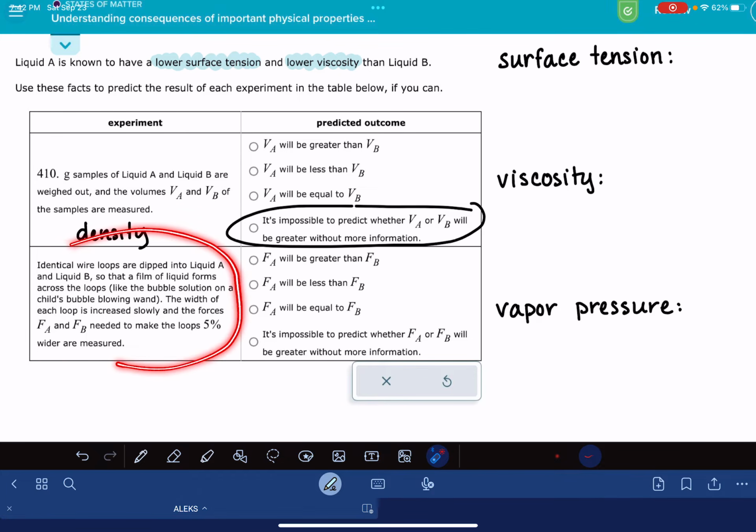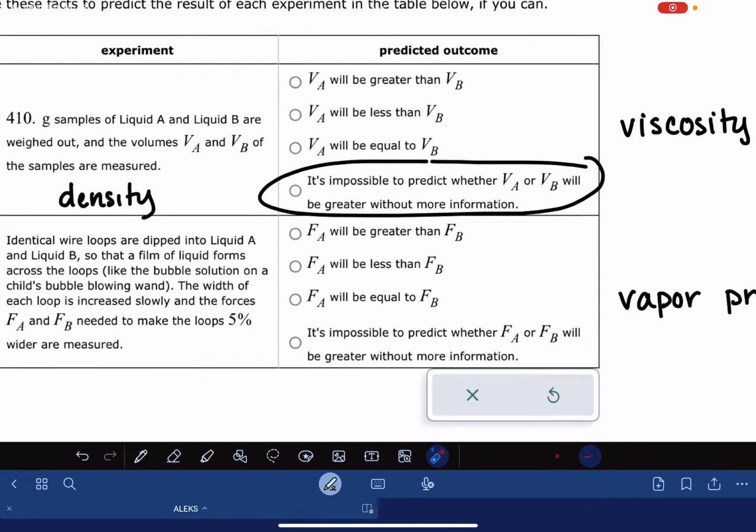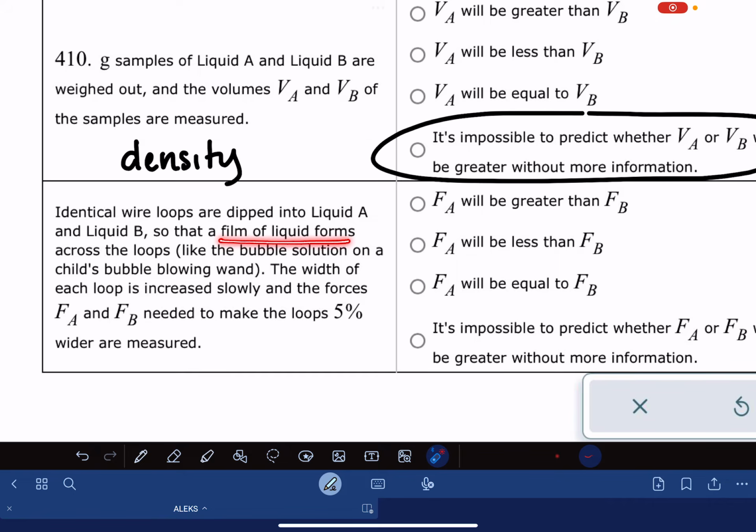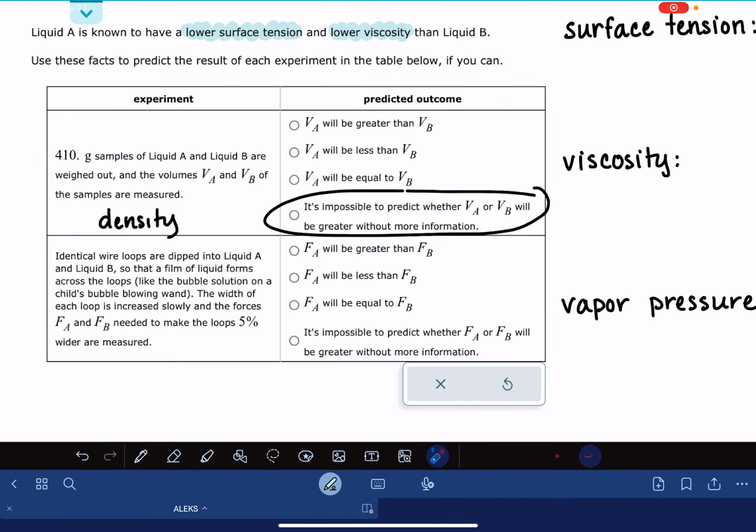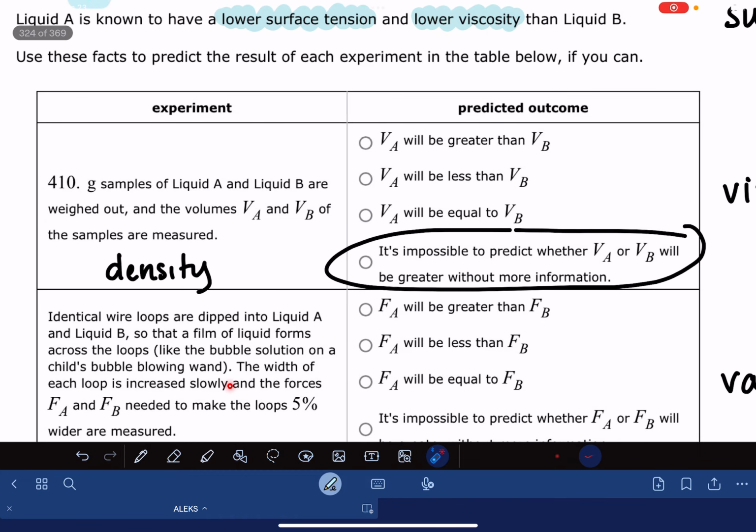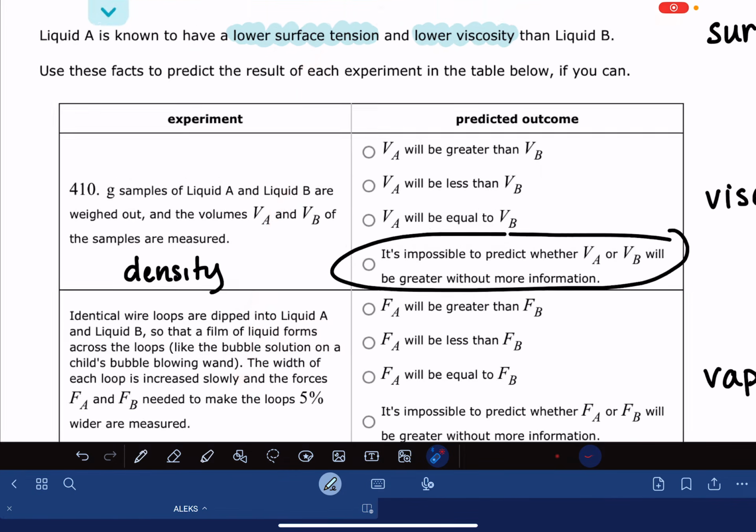So here's another one. This one says that we're making films of each one of these liquids, like bubbles, bubble solution. And it's talking about measuring the forces that are needed to make the film, the circle, bigger. So this actually does pertain to one of these properties. It pertains to surface tension.